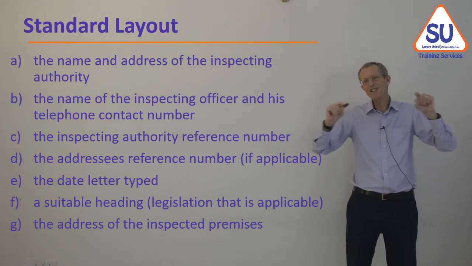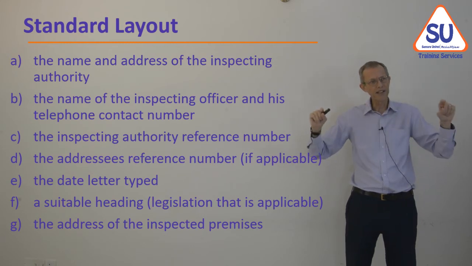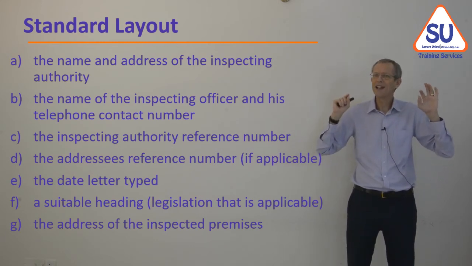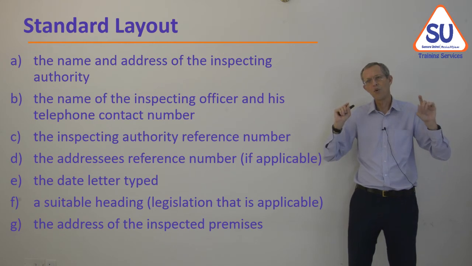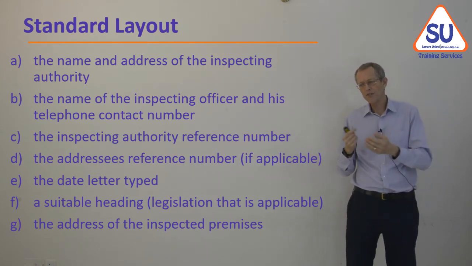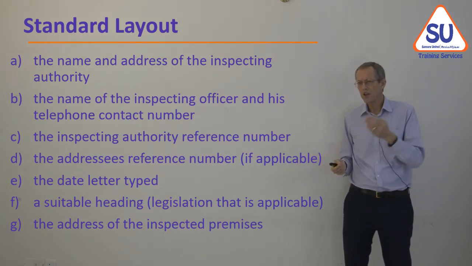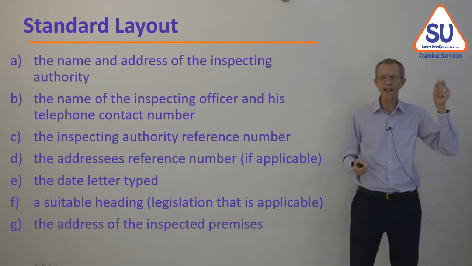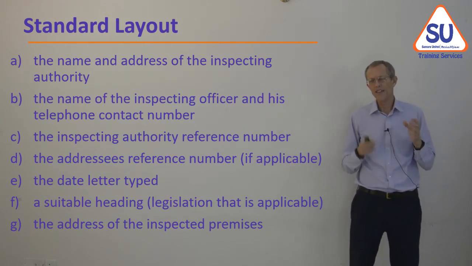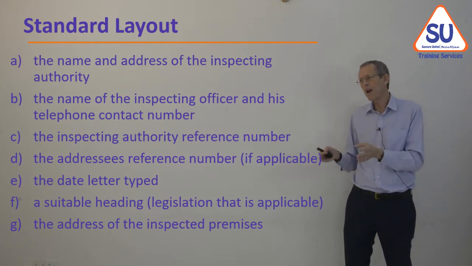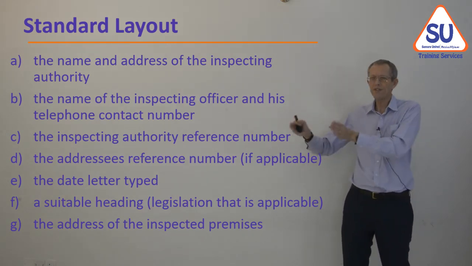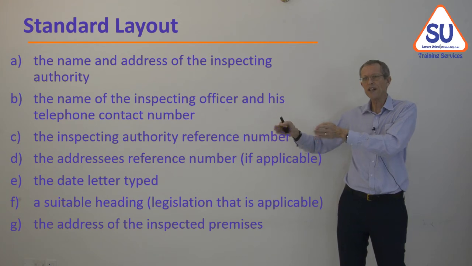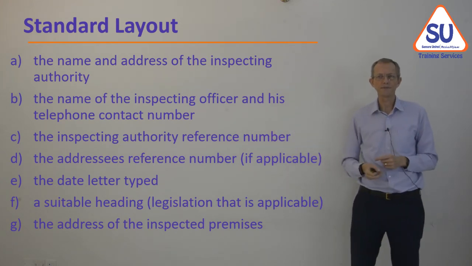Then we put the heading, the subject line, and this is important. We need to make it clear and precise what we're talking about in this letter. So if you're sorting through a pile of letters, you can quickly see, this is the one about the inspection, I'll read that letter. And then it needs to give the address of where we did the inspection. It was at factory number 23 in Rosail, for example.